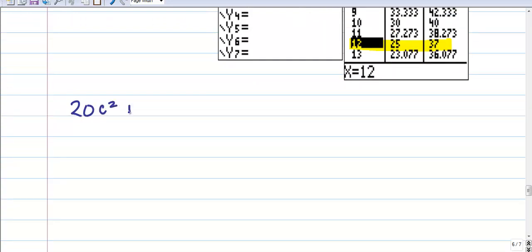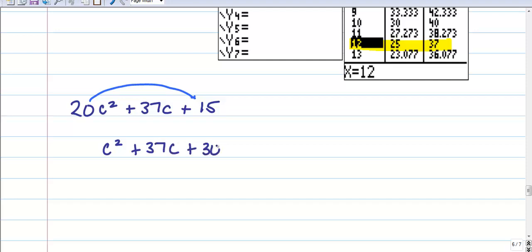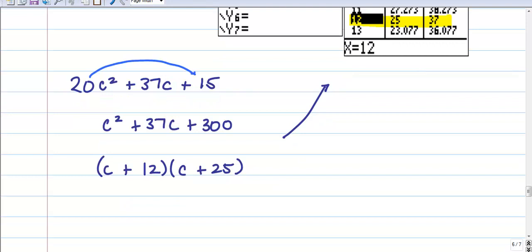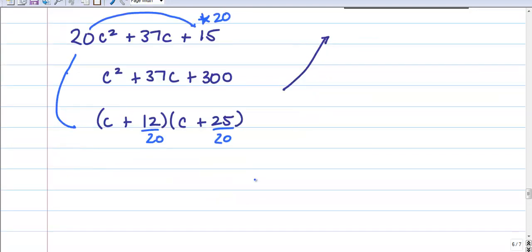My technique, what I do is I push this number to the back, and I say, okay, that's going to be 300. And then from the calculator, I get that this was 12 and 25. But the problem is, this is not my actual answer. I multiplied up here by 20, so down here I'm going to have to divide by 20. It's like this cool little trick that you can play. And then I'm going to simplify.